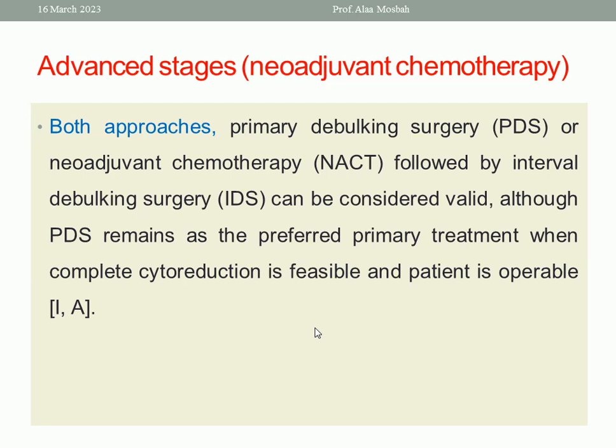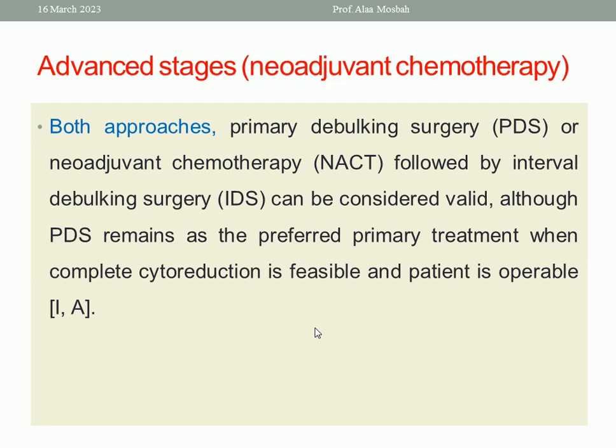Here we are talking about neoadjuvant chemotherapy. What is meant by neoadjuvant chemotherapy? Chemotherapy can be given before operation to reduce the amount of tumor mass, and sometimes it makes the case more easily operable. So they start with chemotherapy, then do the staging laparotomy, and so on.